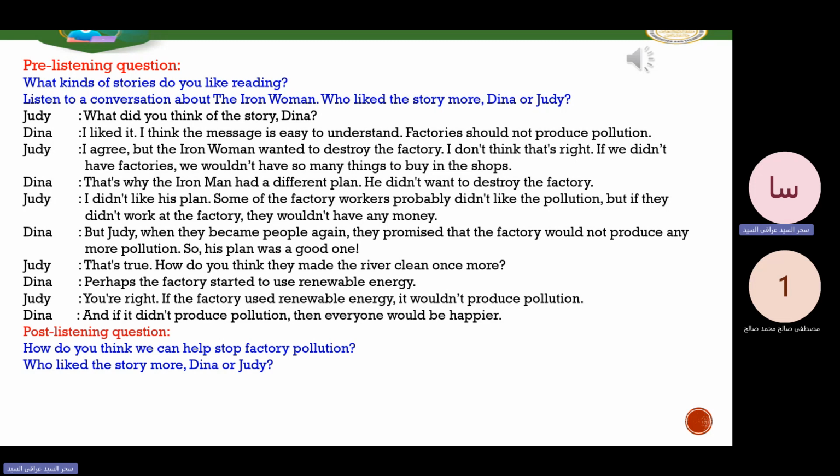What kind of story do you like reading? Of course, there are different kinds of stories: adventure stories, mysterious ones, and so on. The question we want to answer is: how do you think we can help stop factory pollution? And the last one: who liked the story more, Dina or Judy? Try to think of the answers to these two questions.